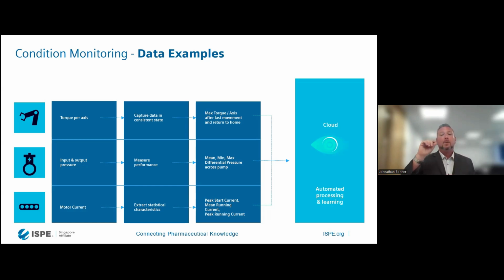Also highlighting when one of them changes, because your minimum and average could be relatively stable, but if your max differential pressure is increasing, that could give you an indication for individual events happening which are affecting the pressure. Motor currents, we could look at motor current for the drive of the conveyor. We could look to extract statistical characteristics like your peak start current, your mean running current, and your peak running current. Again, still giving profiles of the behavior while bringing stability into the monitoring.